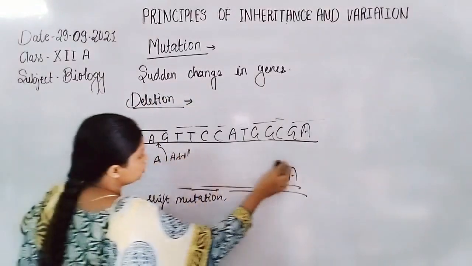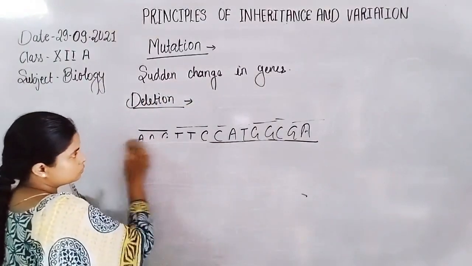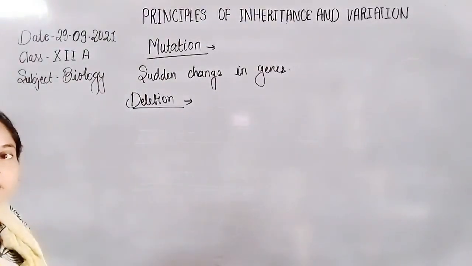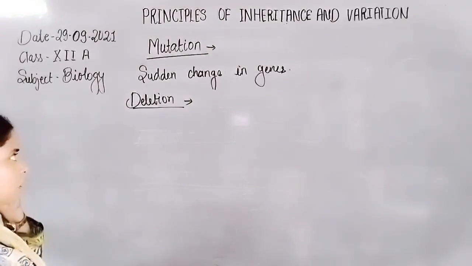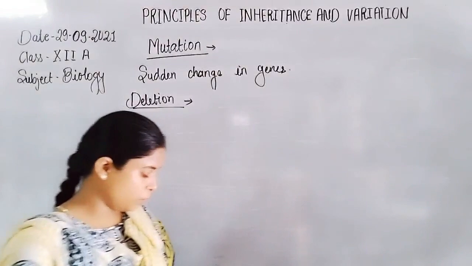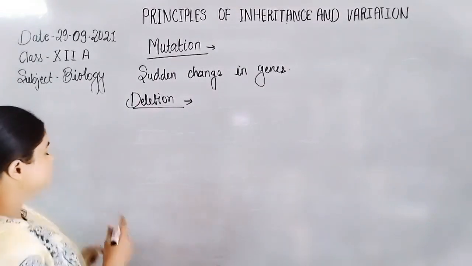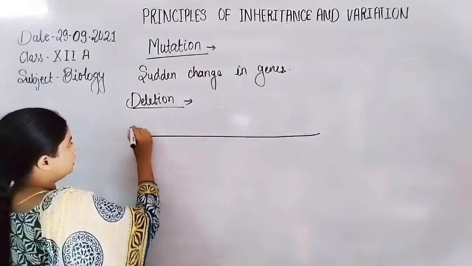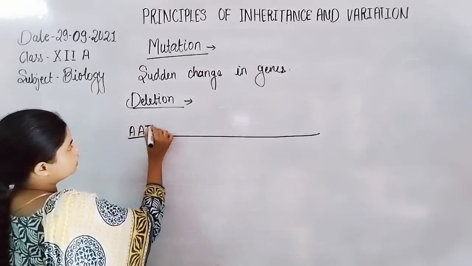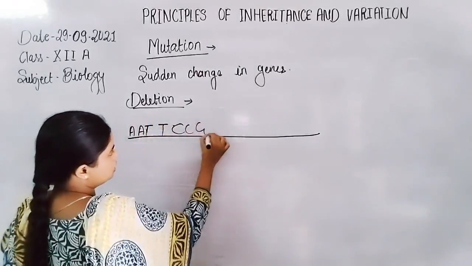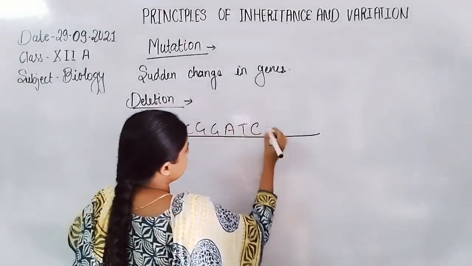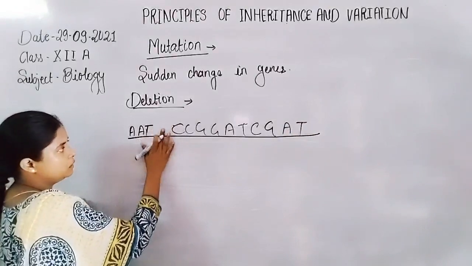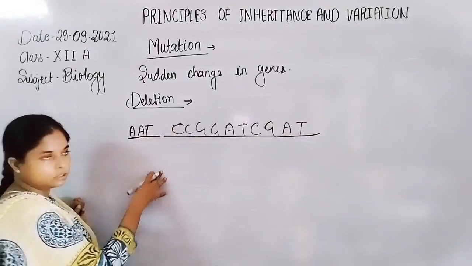Now if the deletion takes place in an organism, so what happened with the deletion? After deletion, here is the sequence A, A, T, T, for example, C, C, G, G, A, T, C, G, C, G, A, T, for example, just only. If thymine is deleted from this one.